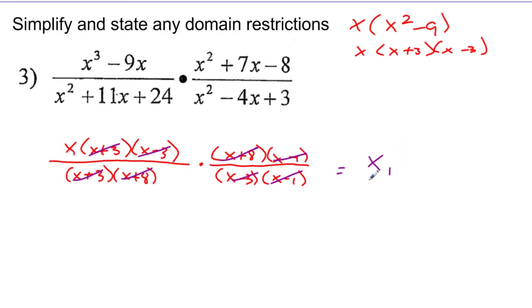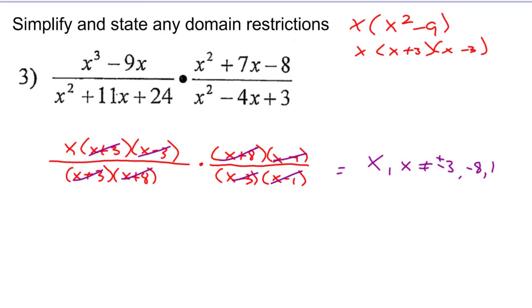Again, domain restrictions. I have a negative 3 that's bad. I have a negative 8 that's bad. I have a positive 3 and a positive 1. So there's actually 4 values. x is my solution, but x is not allowed to be equal to negative 3. Okay, and I'm going to actually write this as plus or minus 3 because I have a positive 3 and a negative 3. Okay, it's not allowed to be equal to negative 8, and it's not allowed to be equal to positive 1.